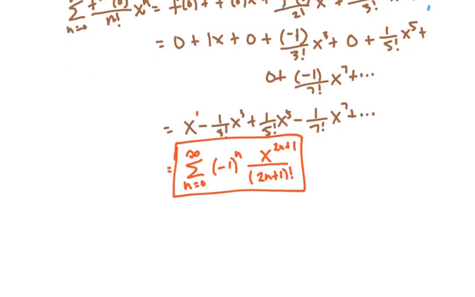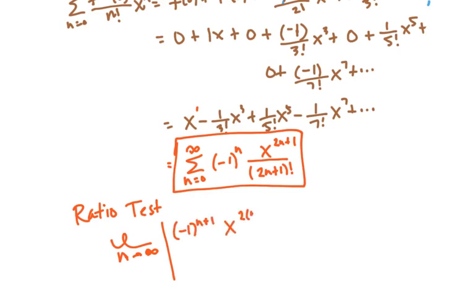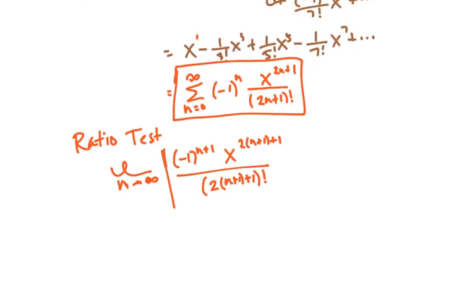So now what we need to talk about is our radius of convergence. So let's do the ratio test. The ratio test will become your best friend if it hasn't already. So we have the limit as n approaches infinity. So we have negative 1 to the n plus 1, x to the 2n plus 1 plus 1 over 2n plus 1 plus 1 factorial. And then in the denominator, we have negative 1 to the n, x to the 2n plus 1 over 2n plus 1 factorial.